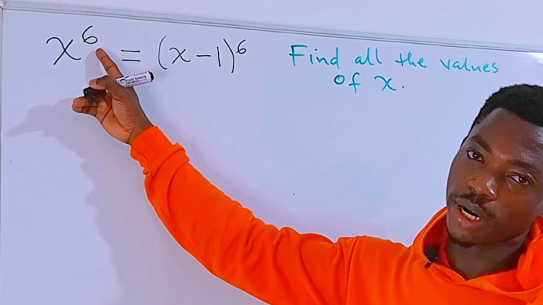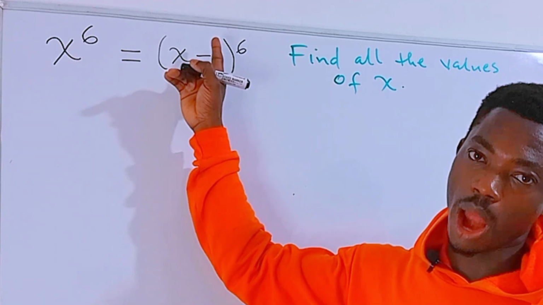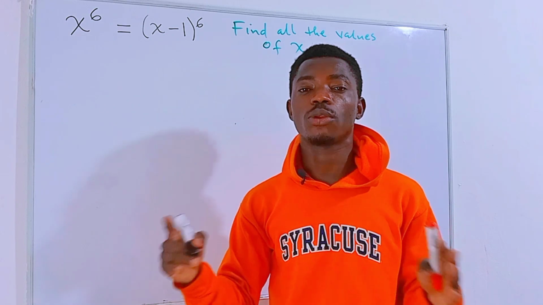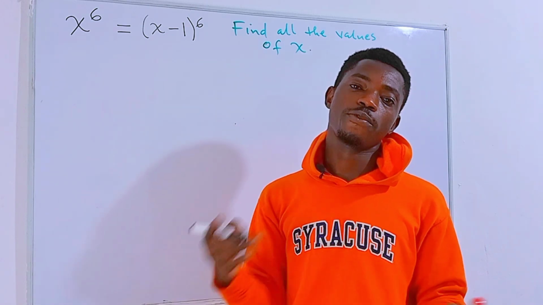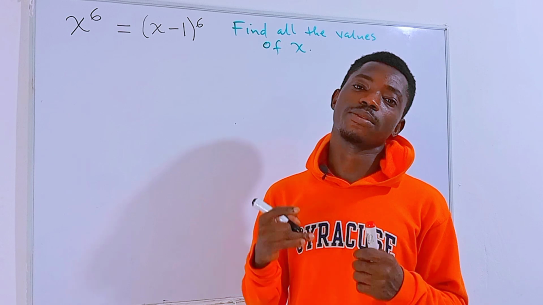X to the 6th power is equal to (x minus 1) to the 6th power, and we have to find all the values of x. Feel free to pause the video and try this first.